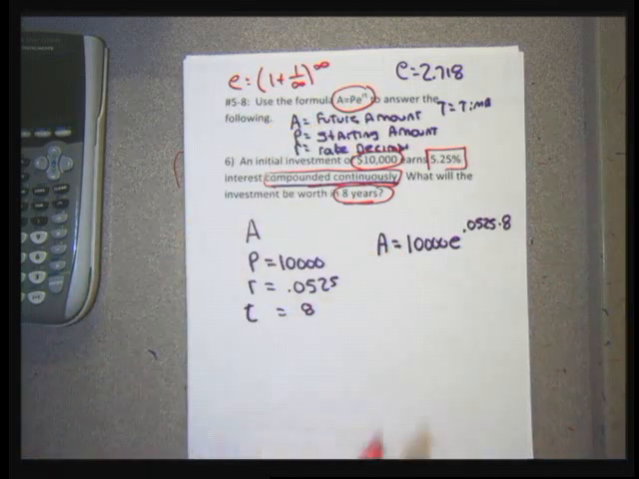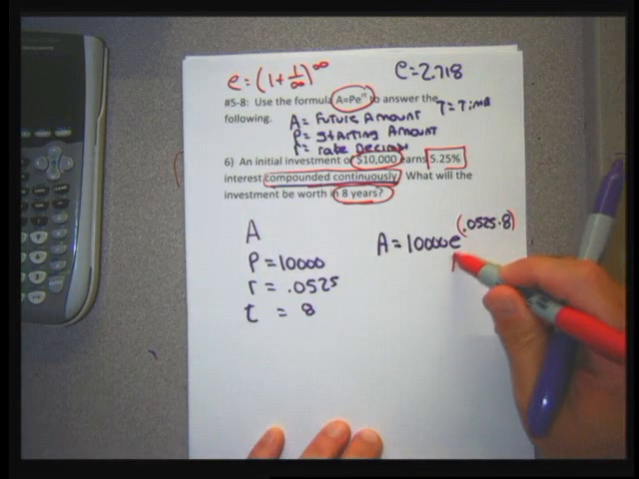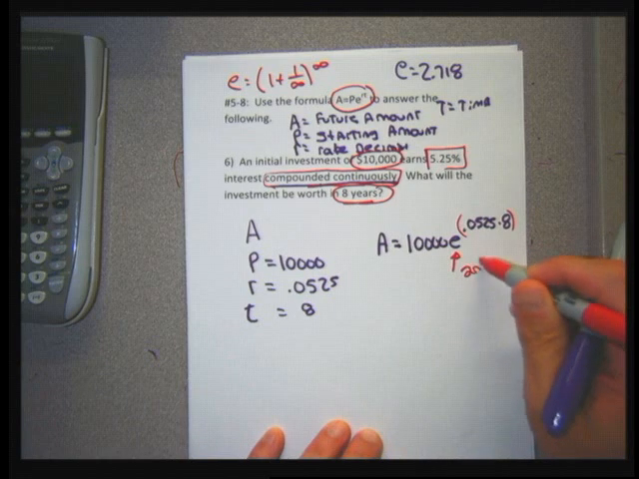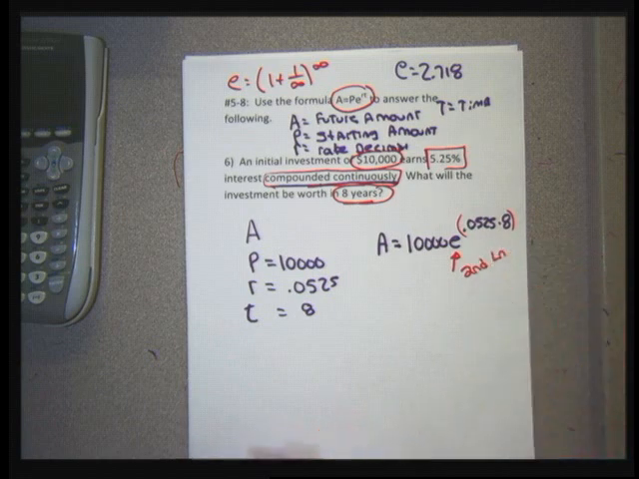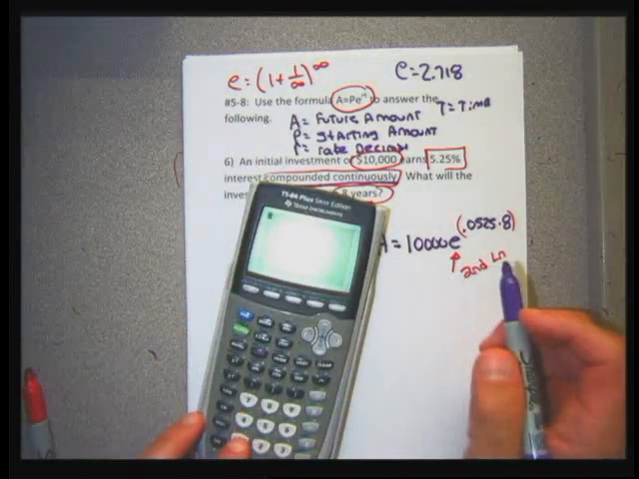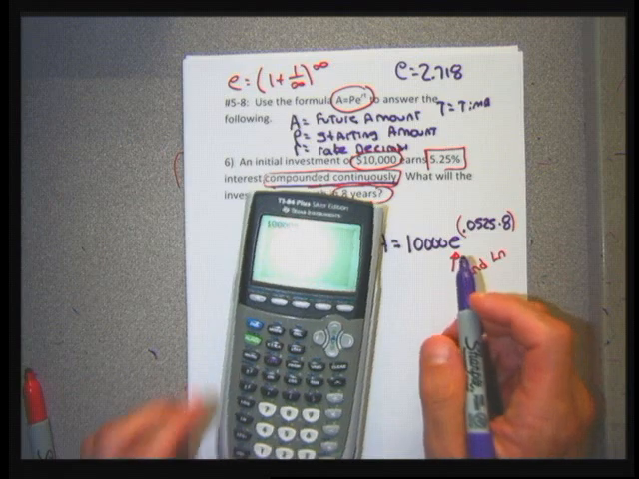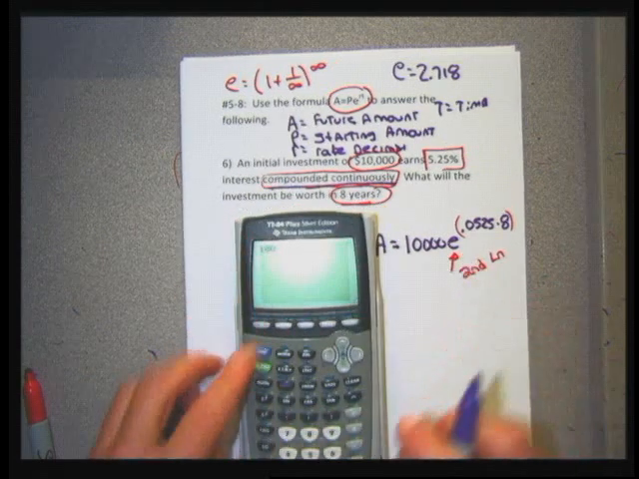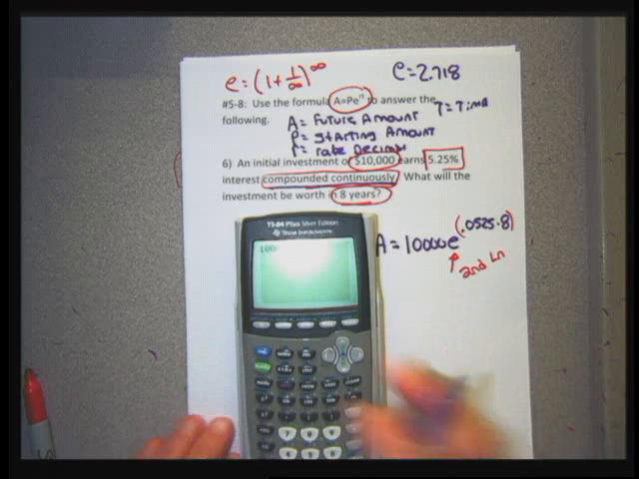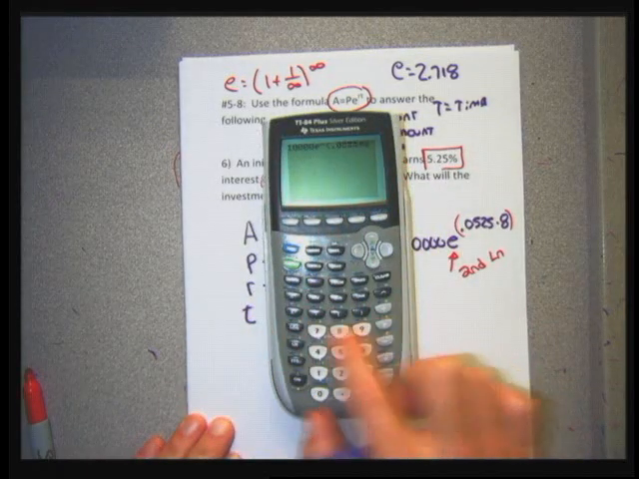And again, I'm going to need to put that exponent in parentheses. And to get the E, I'm going to have to hit my second and my ln key on my calculator. So again, this is purely a calculator problem. I'm going to go 10,000 and then second and ln for the E. And then after that, it's going to be 0.0525 times 8.